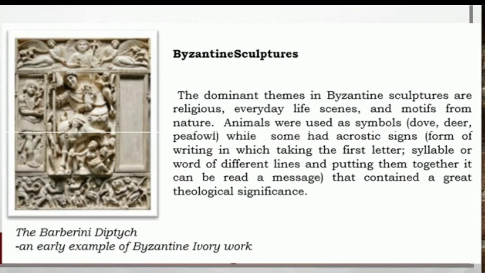Next, Byzantine sculptures. The dominant themes in Byzantine sculptures are the religious, everyday life scenes, and motifs from nature. Animals were used as symbols, like dove, deer, peafowl, while some had acrostic signs, a form of writing in which, taking the first letter, syllable, or word of different lines and putting them together, can be read a message that contains a great theological significance.